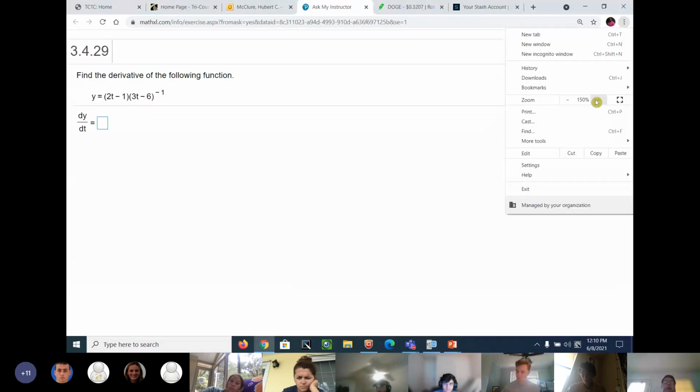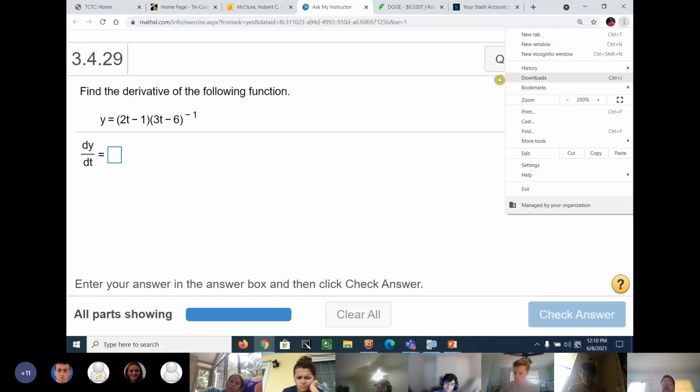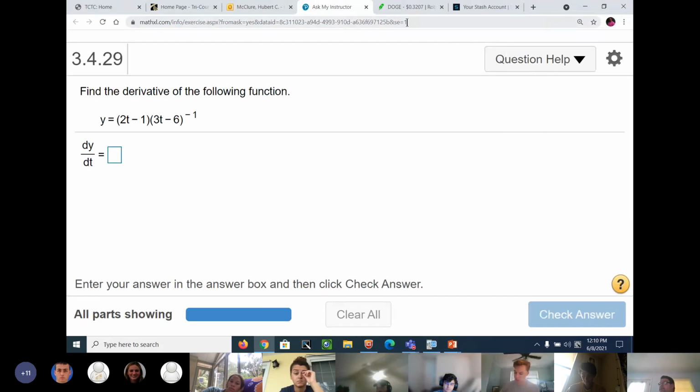What are we going to do to make that negative 1 go away? Move it to the denominator. Good job. So I'm going to start this question. I'm going to write it first for you. Y is equal to 2t minus 1 times 3t minus 6 to the negative 1.